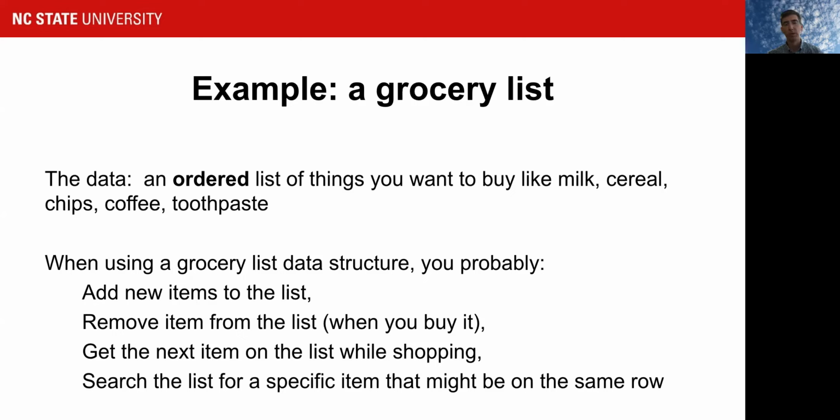So things I would customarily want to do to a grocery list that I write down on paper is I want to be able to add things into that list. I want to be able to remove an item when I buy it. I want to be able to figure out what's the next item on my list that I haven't bought yet. Maybe I want to scan through my list and find something I think I put on my list, and check to make sure I did. So these are things we often want to do to a list.